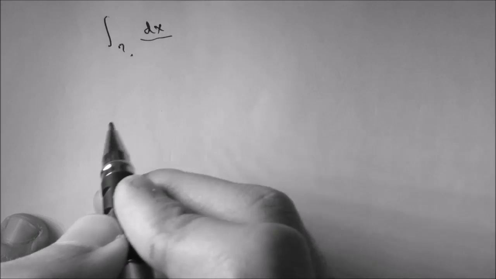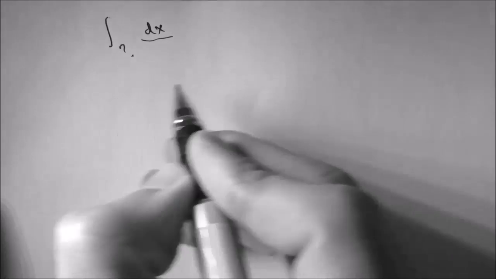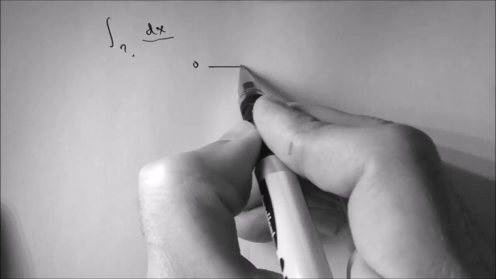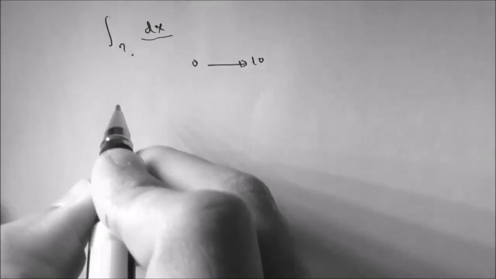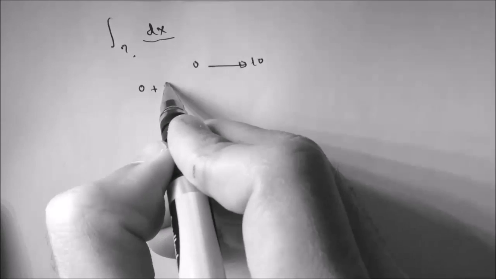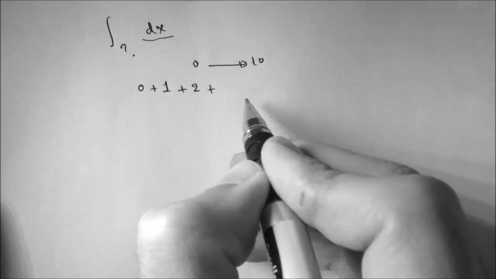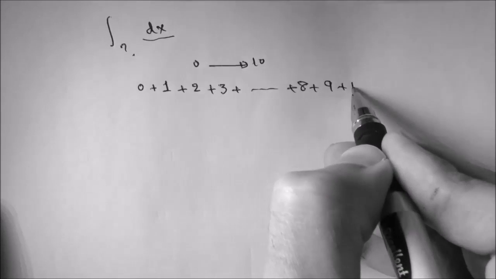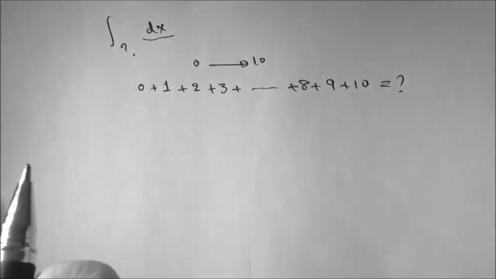Okay, I'm going to start with a classical problem. It is the sum of numbers between 0, for example, and 10. What is the sum of 0 plus 1 plus 2 plus 3 and so on, plus 8 plus 9 plus 10? What's this equal to?